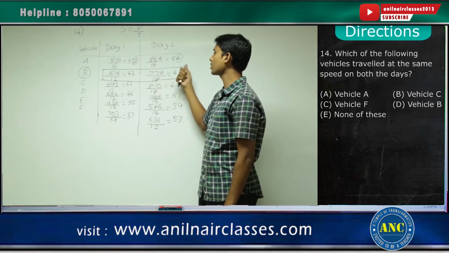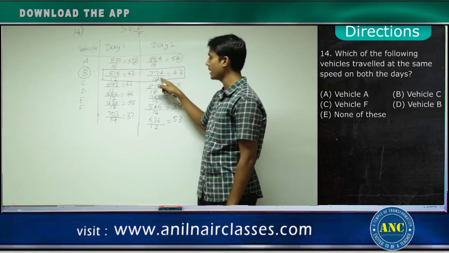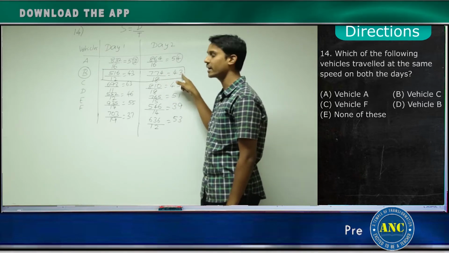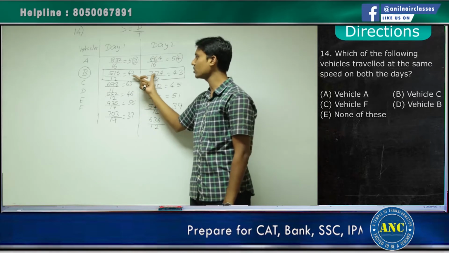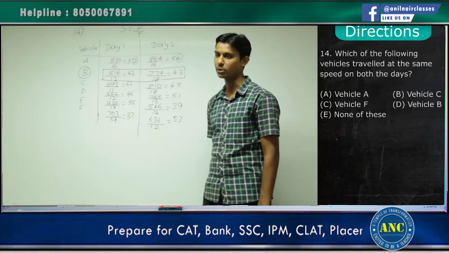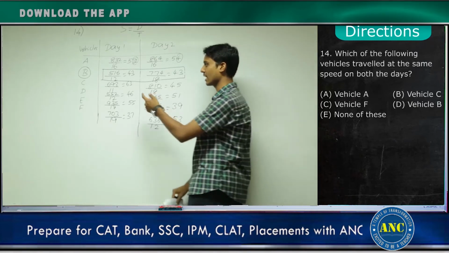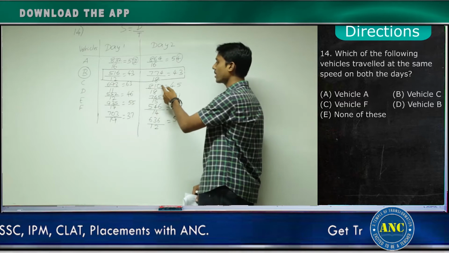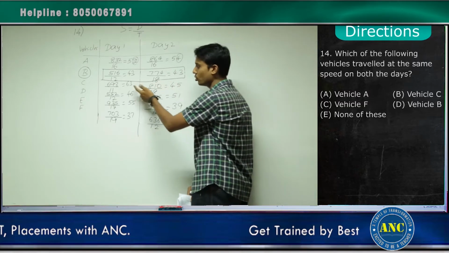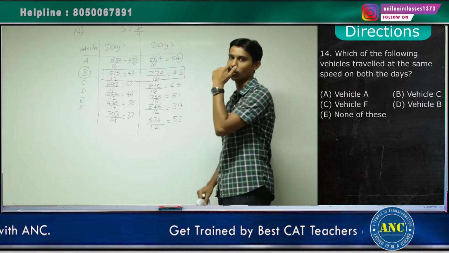Similarly, 8 into some number should give you unit digit 4. 8 into 3 is 24. Here you are getting unit digit 3, or here also 3 or 8. The better thing to do is calculate this fraction completely. Similarly, 1 into some number should give you 3, that is 3. 8 into some number should give you 0, that is 5. Unit digits are not matching. Therefore, this cannot be the answer.